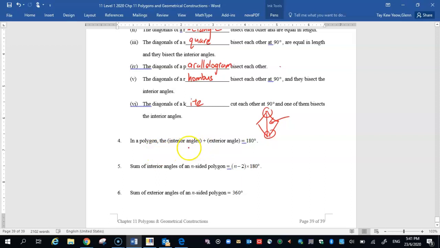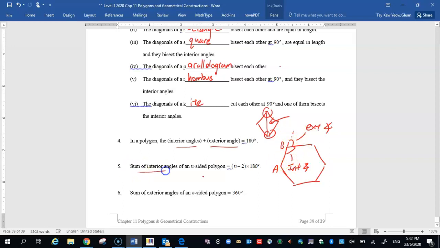Alright, so the last few parts. In a polygon, the interior angle plus the exterior angle equals 180 degrees. What it really means is that if you have an n-sided polygon, be it regular or irregular, the exterior angle is defined as the angle that is outside. For example, we call a line AB, this is AB produced, and this is an exterior angle, and this is an interior angle. So the exterior angle plus the interior angle is a straight line, which is 180 degrees.